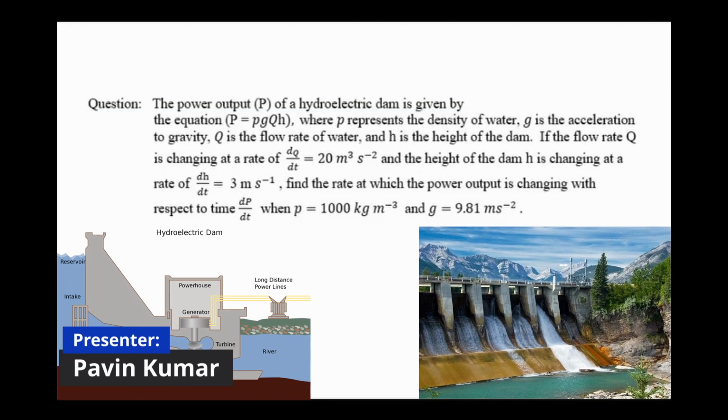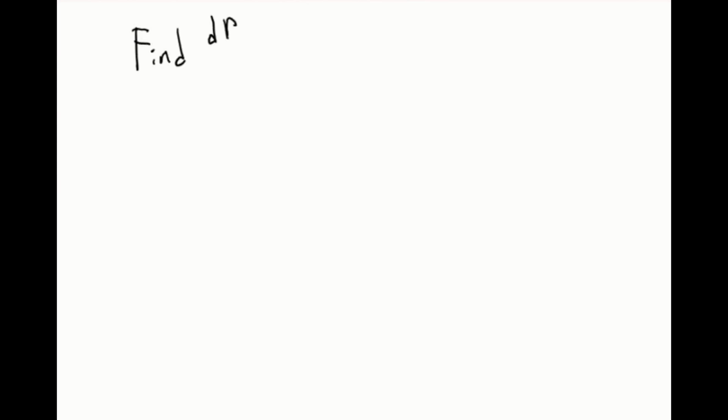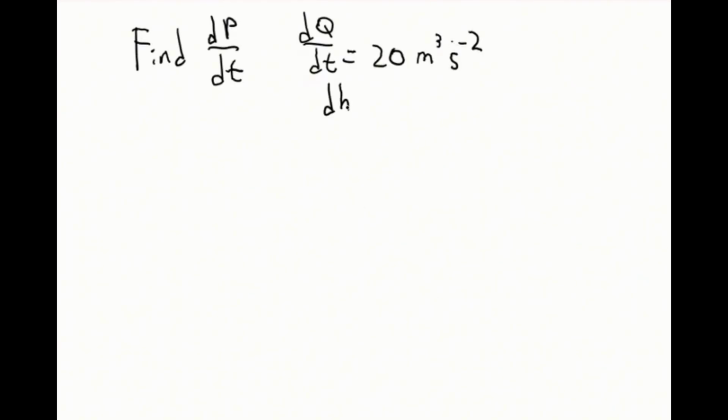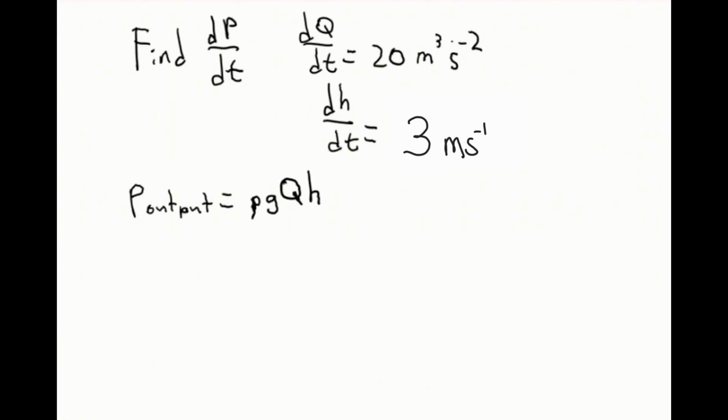In this question, we will be finding the rate at which the power output is changing with respect to time. Therefore, we need to find dP over dt. We know that the flow rate is changing at a rate of 20 meters cubed per second squared, and that the height is changing at a rate of 3 meters per second. The power output is denoted as rho g q h, where rho and g have their respective values.